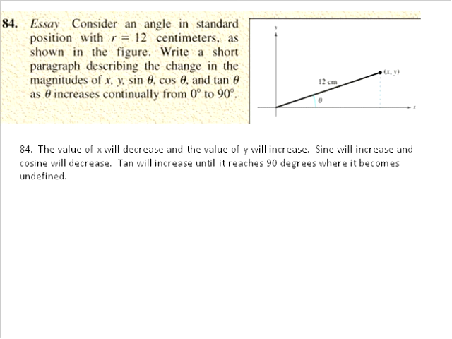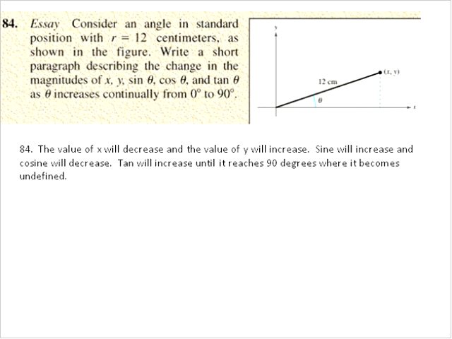All right, last you're going to consider an angle in standard position with r equaling 12. As shown in the figure, write a short paragraph describing the change in the magnitudes of x, y, sine theta, cosine theta, and tangent theta as theta increases continually from 0 to 90 degrees.